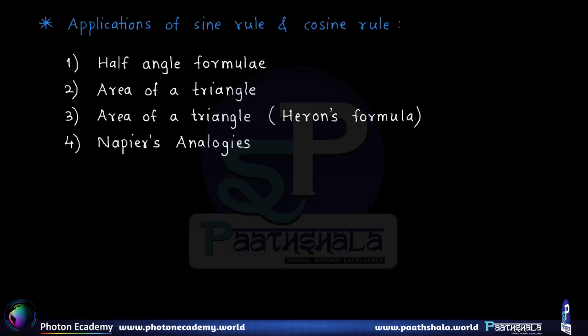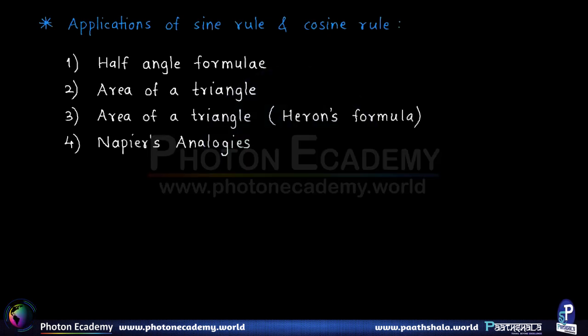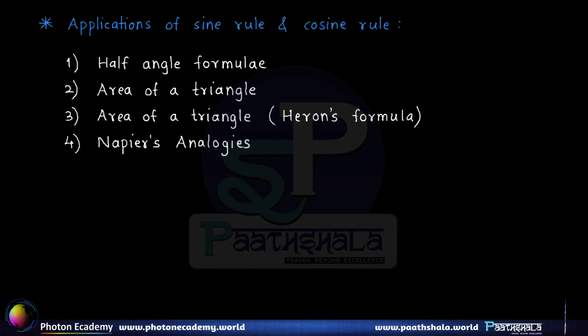Now we will see the different applications of sine rule and cosine rule. There are mainly 4 applications. First is what we call half angle formulae. Second is area of a triangle. Third is also area of a triangle, but it is a different formula than the second one. And this third formula we also call Heron's formula. And the last one, fourth, is what is called Napier's analogies. So let us go over all these applications one by one.